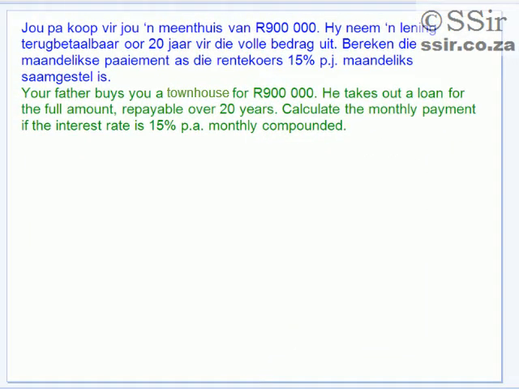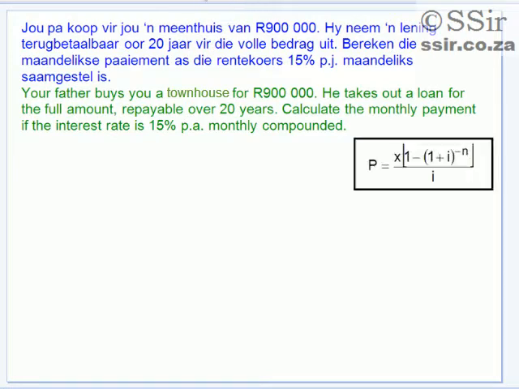Your father buys you a townhouse for 900,000 Rand. He takes out a loan for the full amount, repayable over 20 years. Calculate the monthly payment if the interest rate is 15% per annum, compounded monthly.